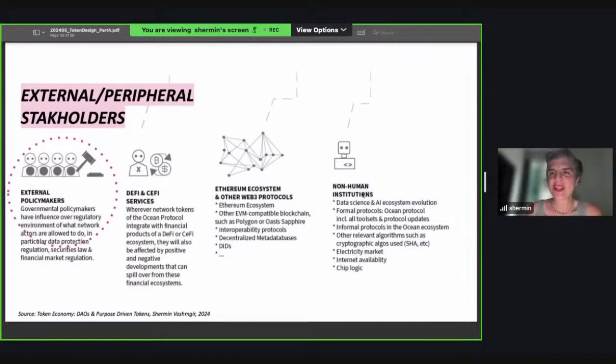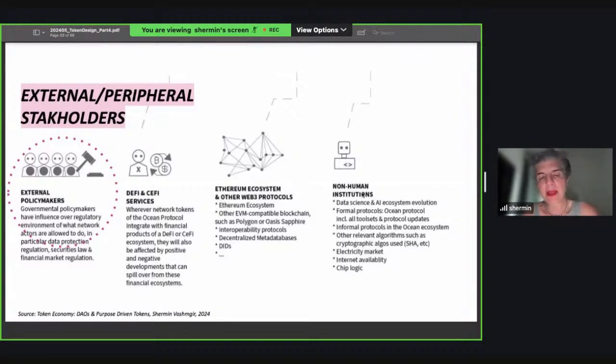Policymakers, as always, national, local, international policymakers are relevant since a data exchange protocol involves data. Obviously, IP laws and privacy laws on a national and international basis are relevant. So any changes in policy making on a national level or international level will affect Ocean Protocol or the ocean markets and the market rules.